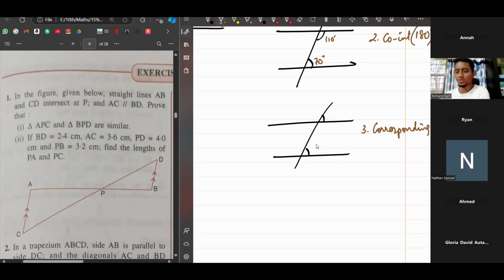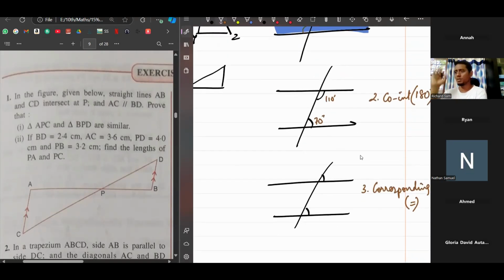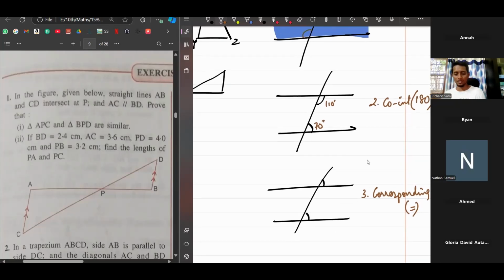You can see now both are small, less than 90. I just see open mouth and closed mouth. Both are closed mouth means they're equal to each other. Both are open mouth means they're equal to each other. If one is open, one is closed, it means they're supplementary. That's all you have to remember. So corresponding angles are equal to each other. These are the three properties. You can modify these three properties and come up with more properties. But if you just know these three, then that's all. Okay, draw this.